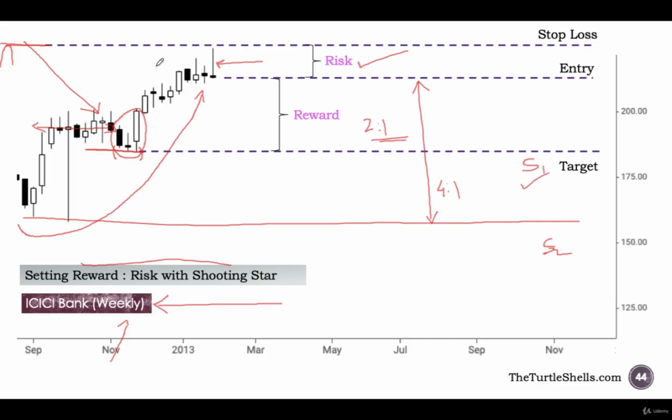So that's the beauty of candlesticks. They can be used on any time frame. They can be used on any financial instrument. They can be used on any asset like stock, commodities, currencies. So you have a clear stop loss, clear entry, clear profit targets.